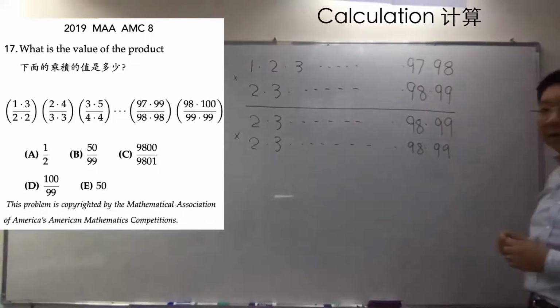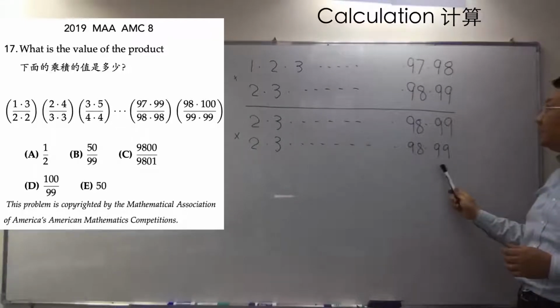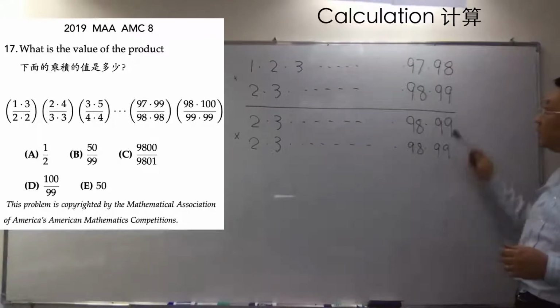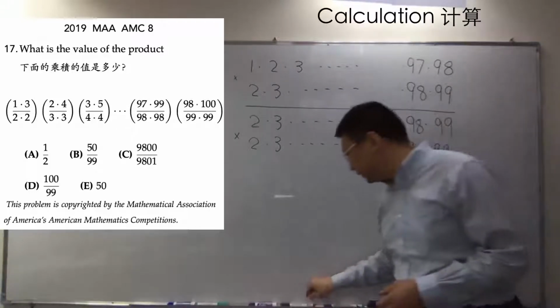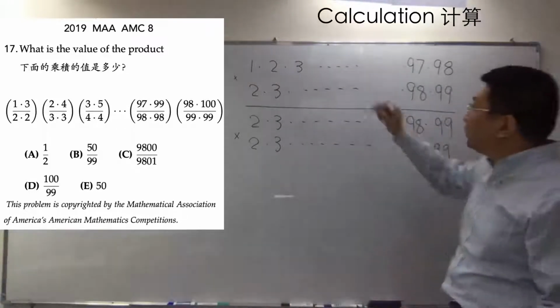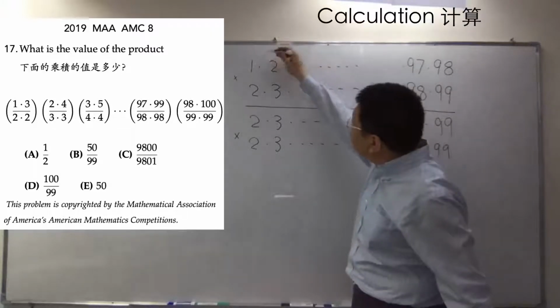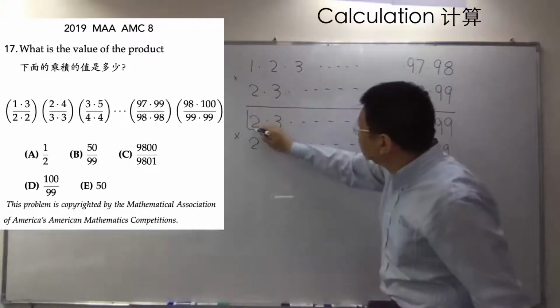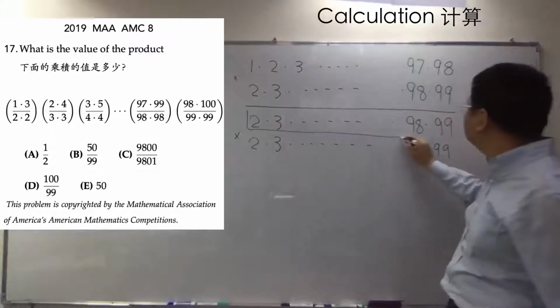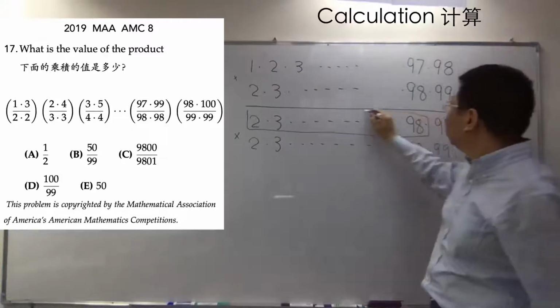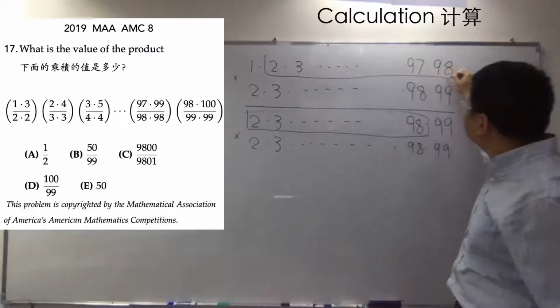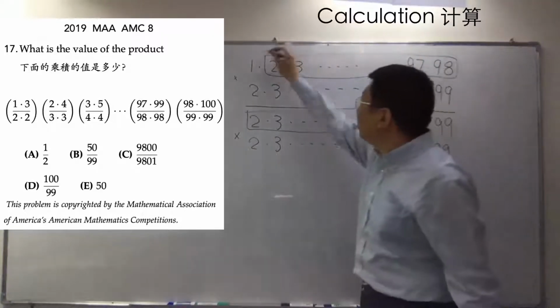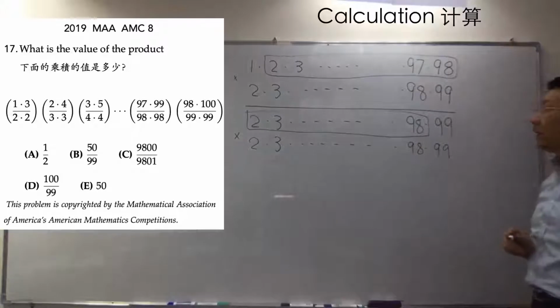And now I can do cancellation. So how to cancel out? Let's compare the first line here with the first line here. What is the common part? The common part would be this, right? Because here it's starting from 2, 3 up to 98. Here it is 2, 3 up to 98. Okay, so these two parts cancel out.